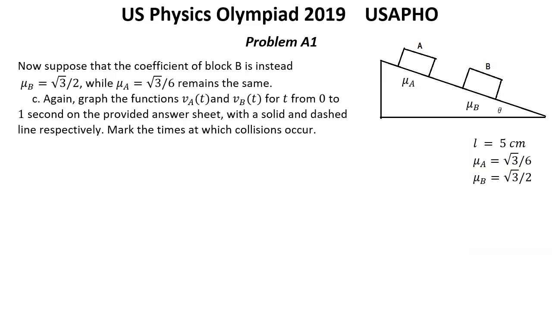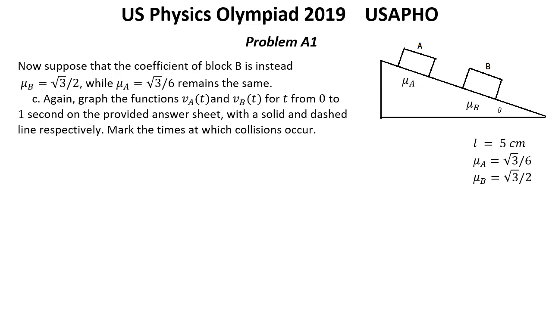Now suppose that the coefficient of block B instead equal root 3 over 2, while μA is the same, root 3 over 6. Question C. Again, graph the functions VA and VB for t from 0 to 1 second on the provided answer sheet with the solid and dashed line respectively. Mark the times at which collisions occur.